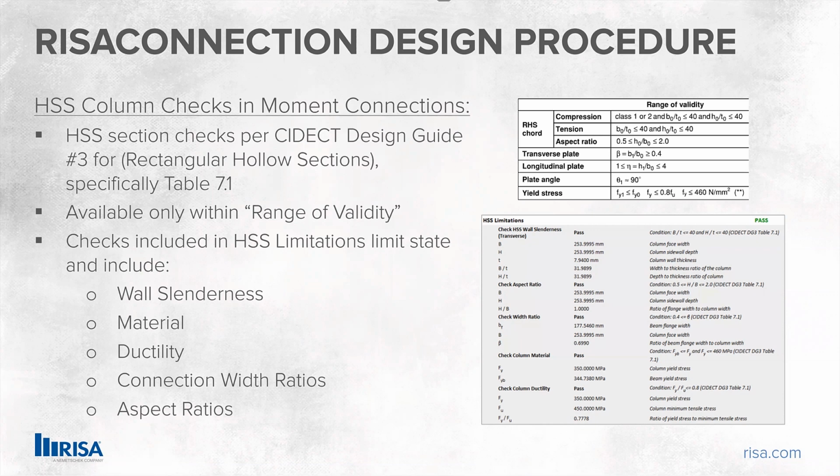These checks are things like wall slenderness, material ductility, the connection width ratios, and the aspect ratios. You can see this is an output directly from RISAConnection. You can see the reference of the code there, and then all those checks that it's doing based on that code.